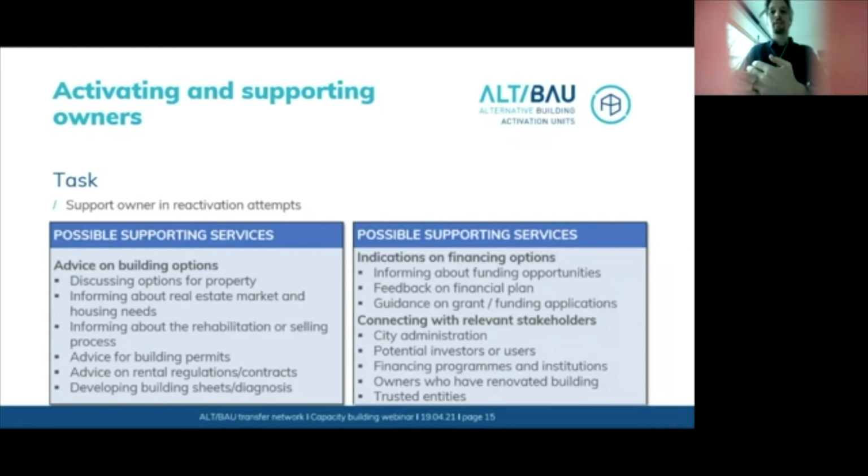Also, what some partners did is that after such first meetings you can send out questionnaires to the owners, and by this receive some further information. Some templates or examples of these questionnaires you can also find in our ALTBAU guidebook. This was the introduction from me.